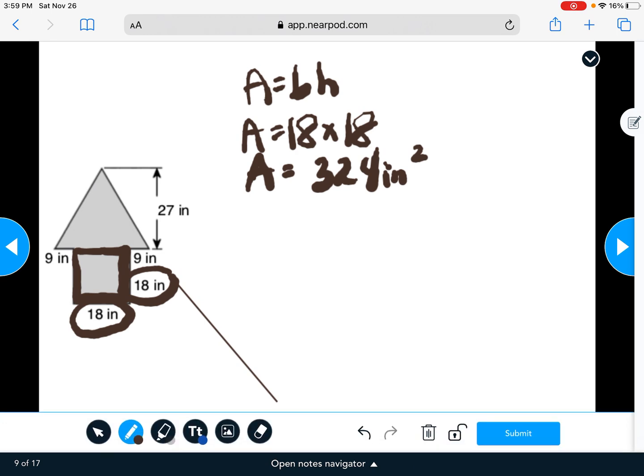This is the website I'm using instead of Nearpod because I'm on my personal iPad at home.